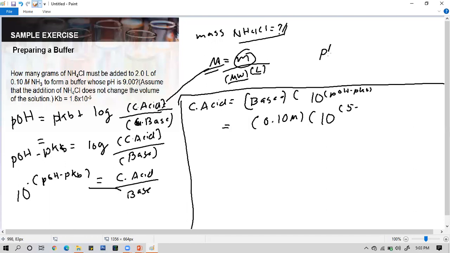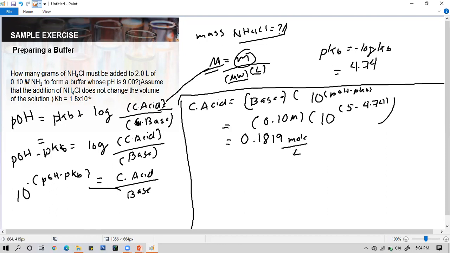Okay, pKb is just the negative log of Kb. Sir, there is no value of Kb here. There is, it's at the end. And when you take the negative log, it yields a numerical value of 4.74. So, therefore, this will be 4.74. Now, solving this will give 0.10 times 10 raised to 5 minus 4.74. We will have 0.1819 moles per liter.